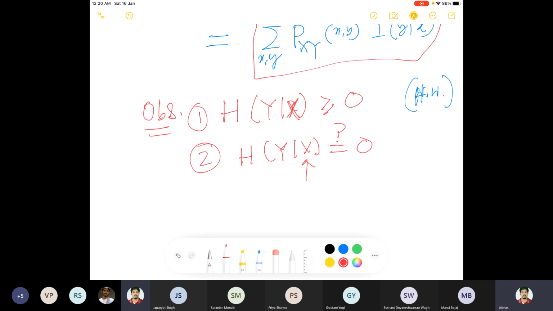I'll tell you the answer. But do we have any idea or any intuition? So when the conditional probability of b_i given a is equal to 1 for all such cases.